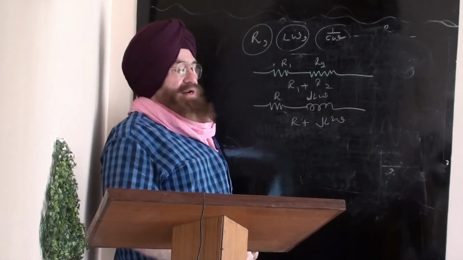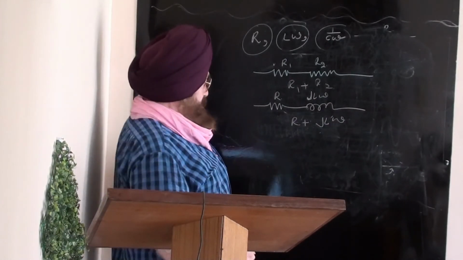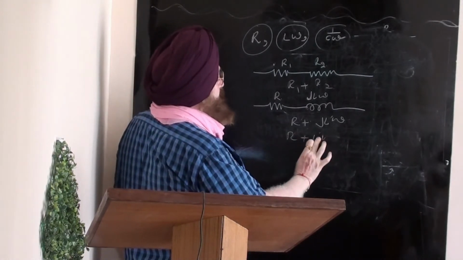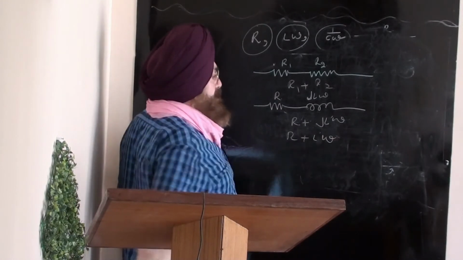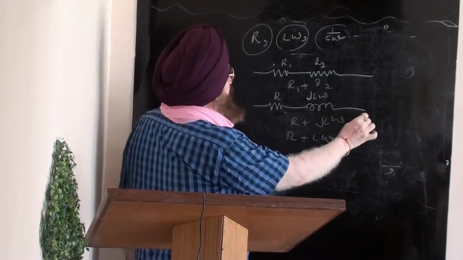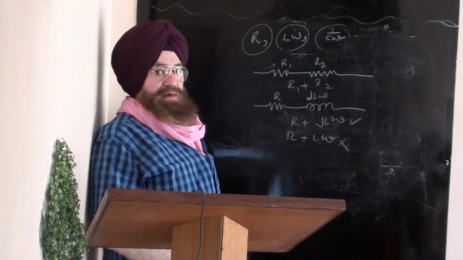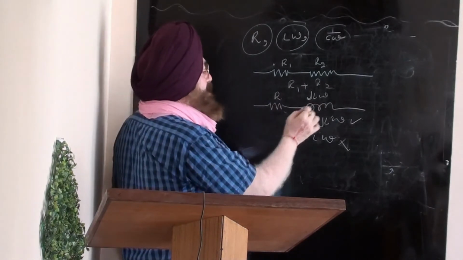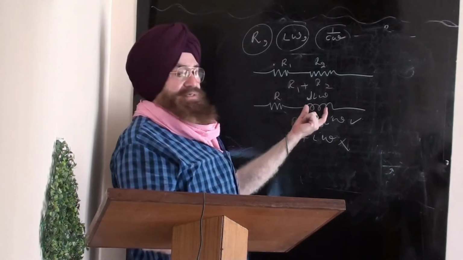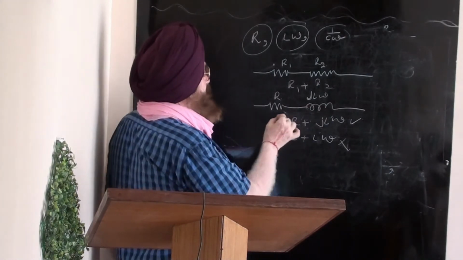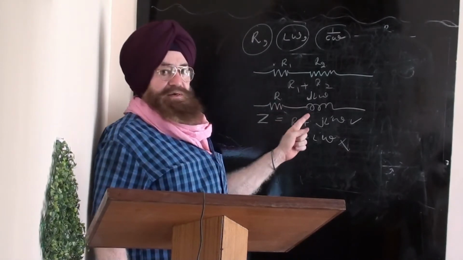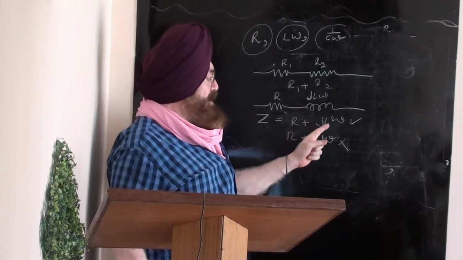J is an operator like the iota operator. But you never say R plus L omega. You say R plus JL omega. And when there is more than one element with the resistor, having some reactance, then it is better to say impedance. This we call the impedance of the circuit. It is R plus JL omega.